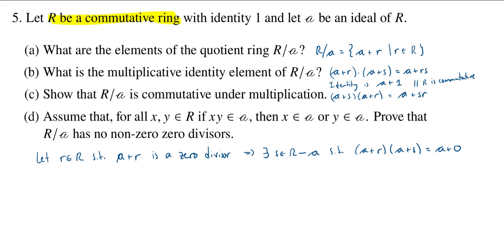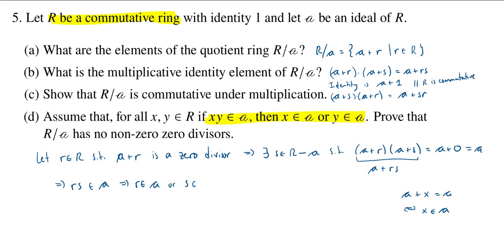Okay, but I know that the product (A plus r) times (A plus s) is equal to A plus rs. And if A plus rs is equal to A plus 0, this can only happen if rs is in A. So this implies that rs is in A. This is the general statement that we have here: if I do A plus x and it's equal to A, this happens if and only if x is an element of A. Okay, but once I know that rs is in A, now I can use the hypothesis. Namely, if I know a product is in A, then one of the factors is in A. So this implies that r is in A or s is in A. Oh, but wait a second. We assumed that s was not in A. So nope, not this one. So that tells you that r is an element of A.